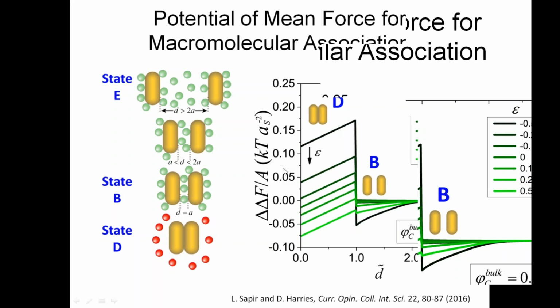And in doing so, we go through three different states. At very high separations, we have the expanded state. I'll call it state E. Once we come to a distance where the two colloids are separated by one layer of cosolutes, we have the bridge state, state B. And once the colloids are in full contact, we have state D, which is the depleted state. And we saw that the depleted state is stabilized by depletion attractions.